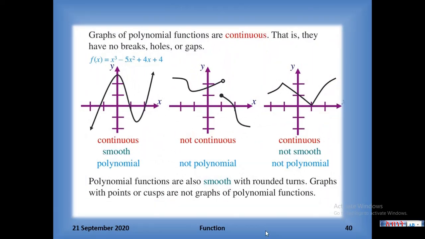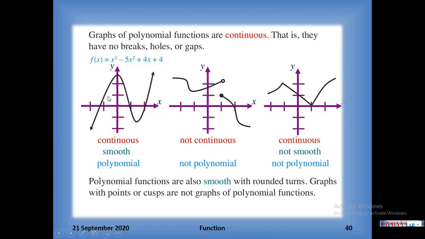By the way, when we draw the graph of a polynomial function, its graph is continuous and smooth. Continuous means there is no break here, or there is no hole here. Smooth means when you see the curve, it is smooth. It is not a sharp corner. Look at this. This is sharp. It is not a graph of a polynomial function.